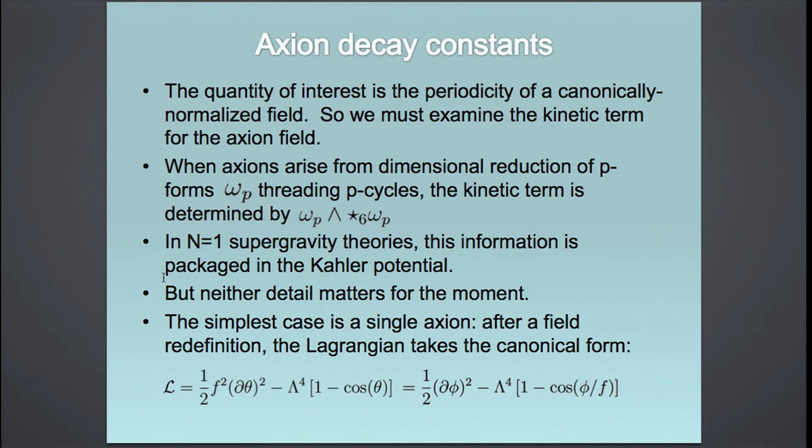In a supergravity theory, this information can be packaged in the form of a Kähler potential, but neither this detail about axions from p-forms nor this detail about axions in supergravity is really relevant. All that's relevant is that if one does a computation in a more complete theory, one finds a quantity f, which is known as the axion decay constant, and that can be determined in terms of the ultraviolet theory's data.